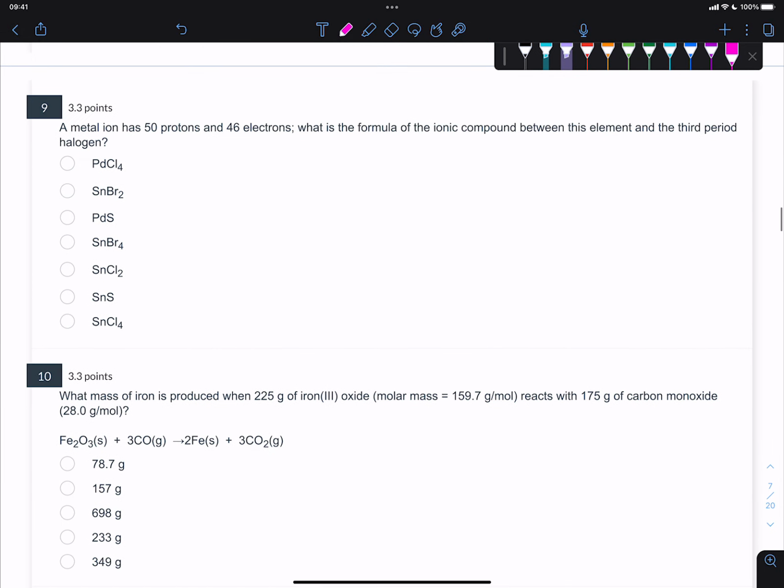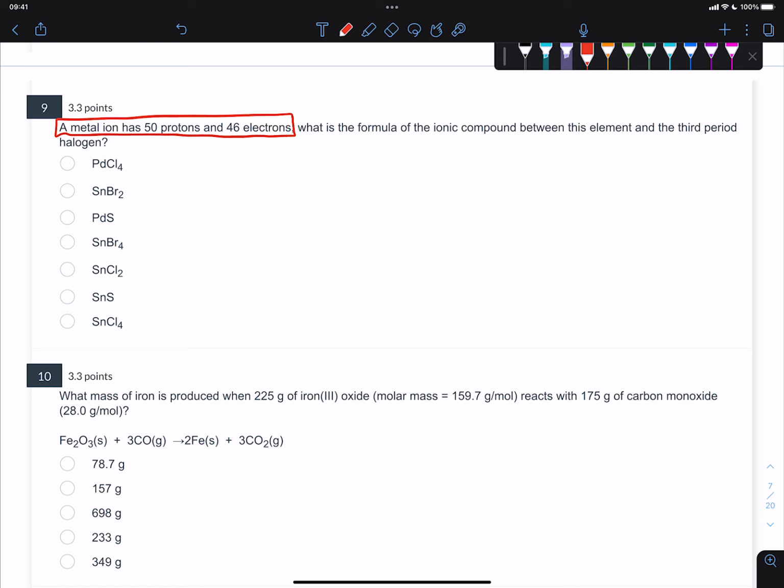I like this question, number 9, because it makes you think about a few things. Number 9 says, a metal ion has 50 protons and 46 electrons. Let's handle that immediately. Because we know that ions are all about electrons being lost or gained. Nothing to do with protons. Nothing to do with neutrons. Neutrons being different is going to give you isotopes. So this is an ion. Don't get it confused with isotopes.